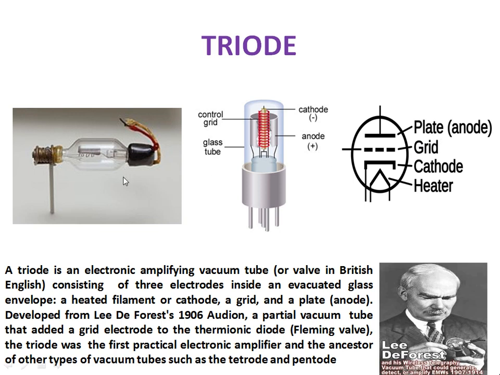Look at the actual representation of the triode, and this is a schematic representation of the triode. Inside the vacuum tube there are three terminals. The first terminal is the cathode. Around the cathode there is a spiral, known as the control grid. The outermost terminal is the anode terminal or anode plate. This triode was invented by Lee De Forest in the year 1906.